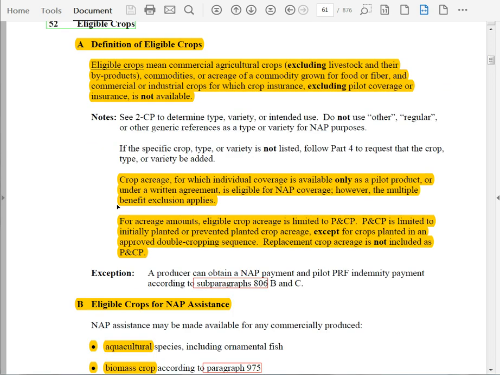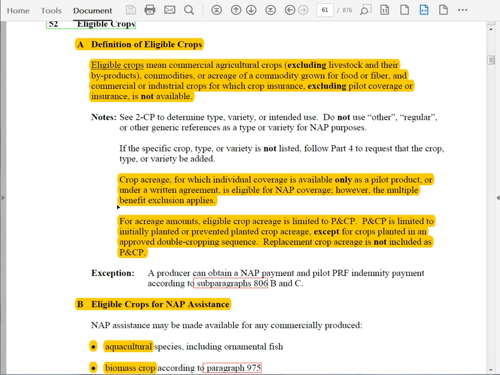We've been talking about crops for a while now, but we haven't actually covered what defines an eligible crop. For the purposes of this program, eligible crops mean commercial agriculture crops, commodities or acreage of commodities grown for food or fiber, and commercial or industrial crops for which crop insurance, excluding pilot coverage or insurance, is not available.